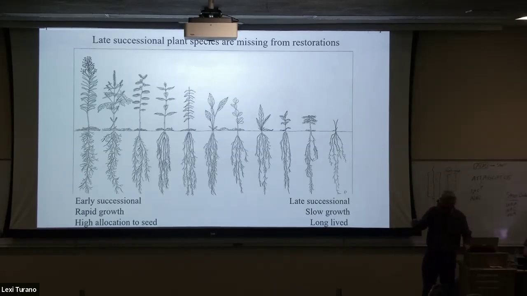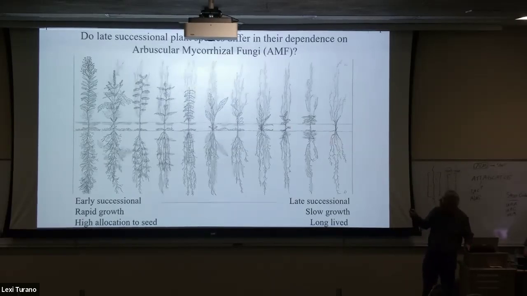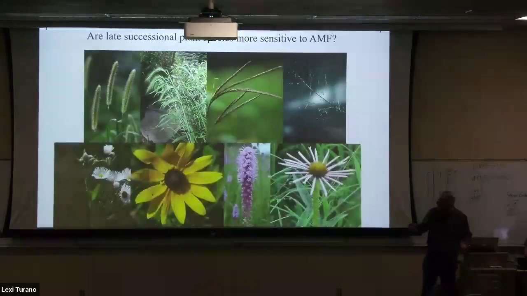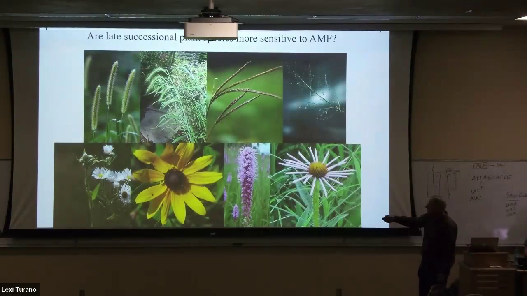Okay, so late successional species are missing from restoration. So the first thing we're going to do is ask if these late successional species differ in their interaction with mycorrhizal fungi from these early successional species. So we have an array of species, annuals, slow-growing, long-lived plants, and we're going to test them with and without mycorrhizal fungi in the greenhouse.